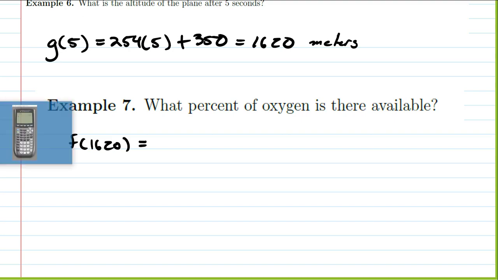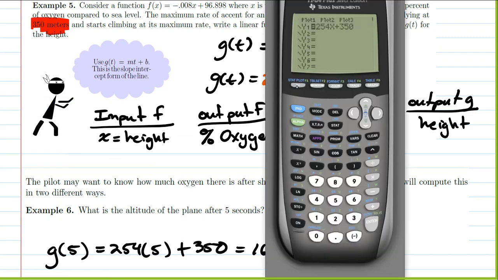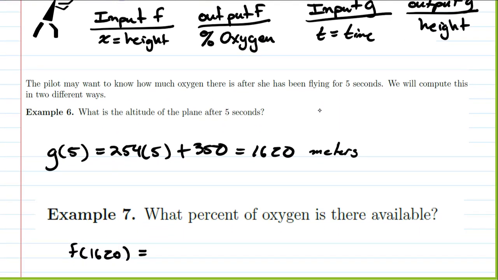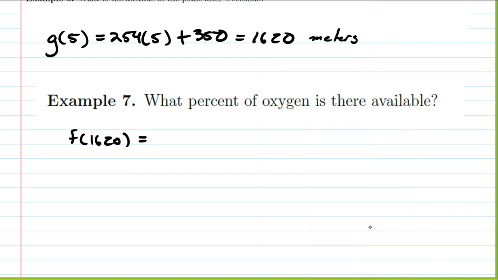So let's put our function f in as y2 in our calculator. So we go down to y2, we have negative 0.008x plus 96.898. And then we want to evaluate that value. So alpha trace, and we select y2 this time, and we're going to put in 1,620. So we get 83.938.